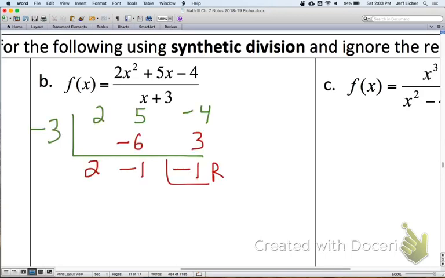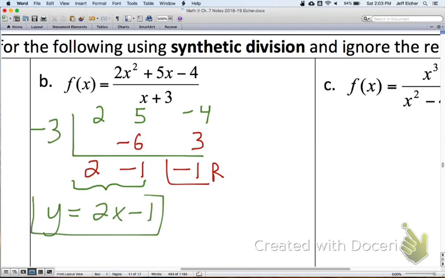Here's what I got when I did synthetic division. Feel free to check my work. But the numbers we're interested in are these two. Our equation of our oblique asymptote would be 2x minus 1. And that's it. So if we were asked to graph, we would start at negative 1 and go up 2 over 1, and then that would be a dashed line for our oblique asymptote. All right, let's move over to C.